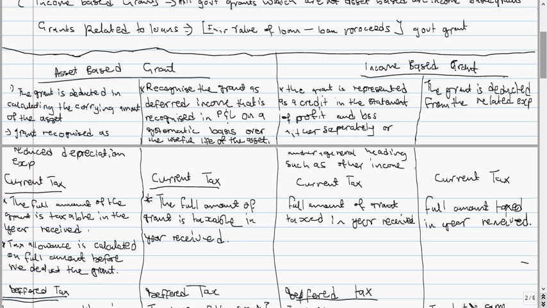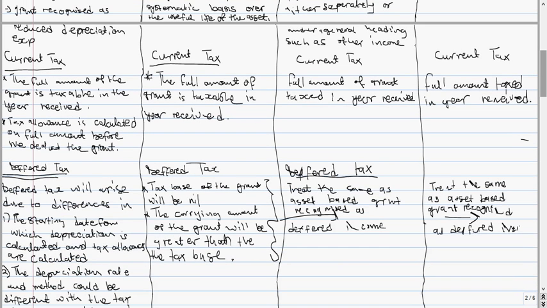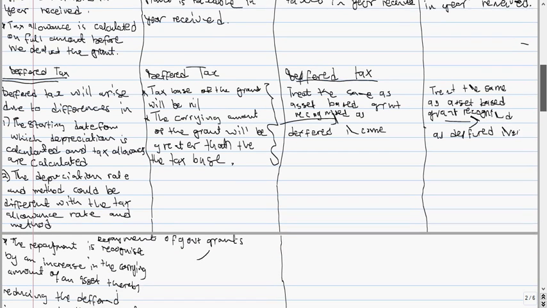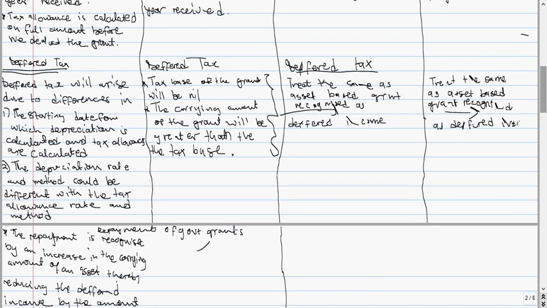The first one is the grant is deducted in calculating the carrying amount of the asset, and then the grant is recognized as a reduced depreciation expense. And for current tax purposes, the full amount of the grant is taxable in the year in which it is received. Tax allowances are calculated on the full amount before we deduct the grant. So when you are calculating tax allowances, remember to calculate them on the full amount before you deduct the grant. Okay.